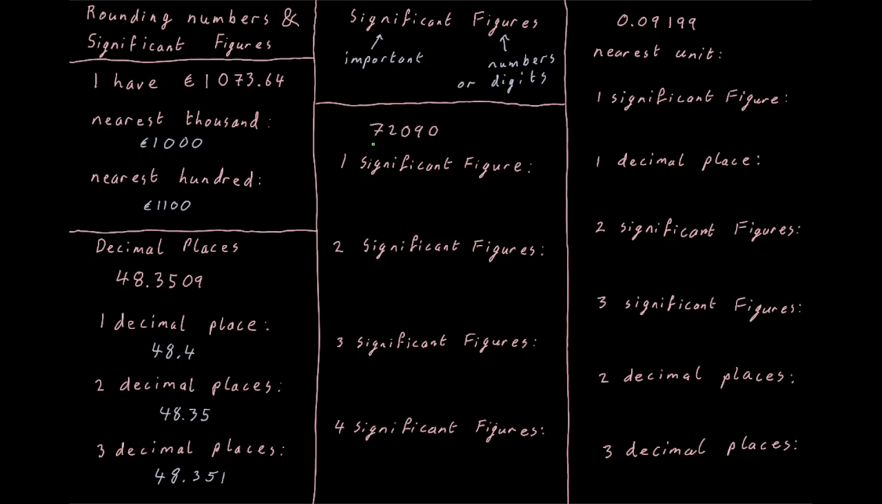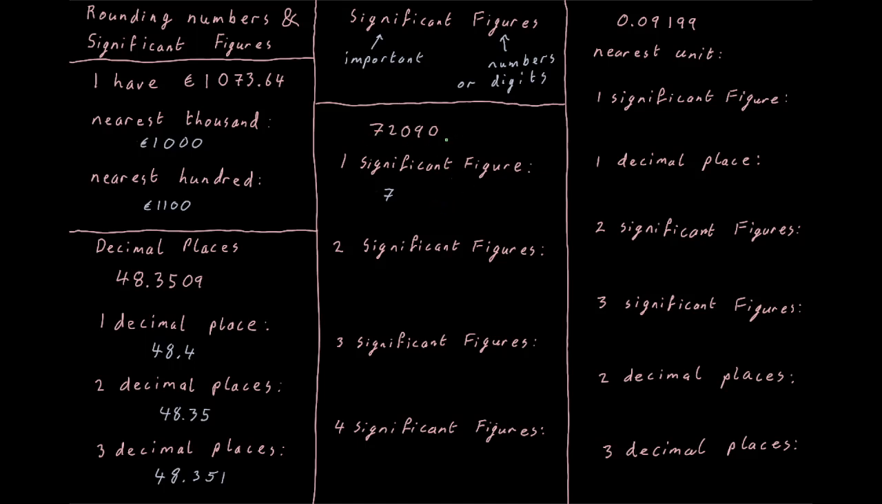So how would I write this to one significant figure? Well, by far the most important digit here would be the 7. So I want to write down 7 as my most significant number, the most important number for giving you the general idea of the size of that number there.